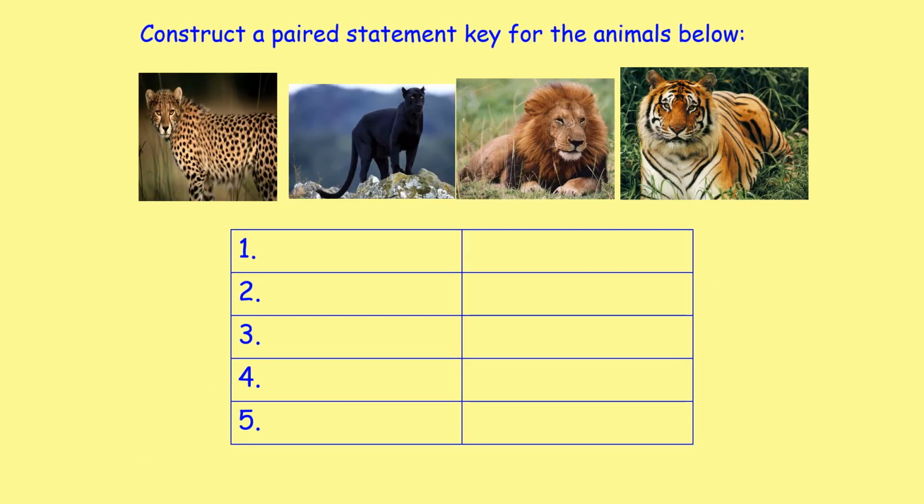Now this is a little bit of a tricky task, so what I've done is I have put on a form for you 3 options. Okay, all I want you to do is choose one of the options and build your own paired statement key. So it might be that you're choosing these animals here. They're all cats. I want you to try and see if you can build a paired statement key identifying the 4 different cats. So the cheetah, the jaguar, the lion and the tiger.